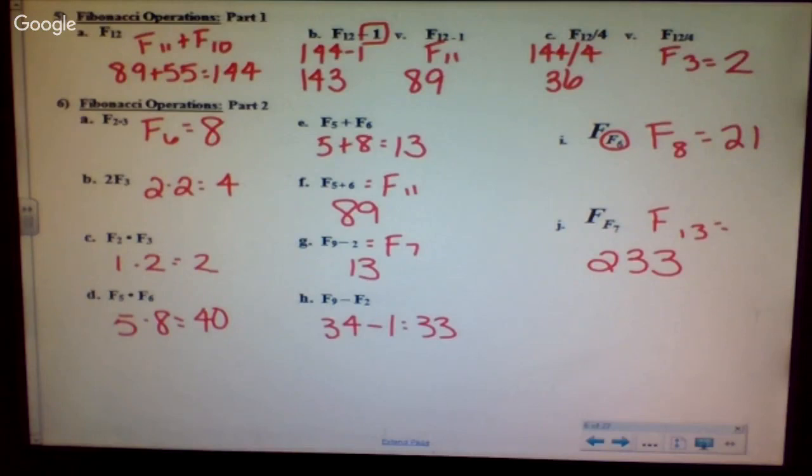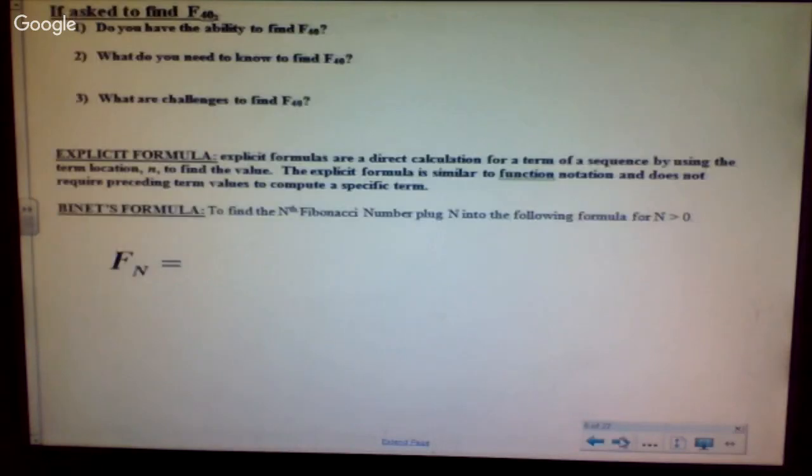You can't memorize this. I'm going to tell you right now, when I do Fibonacci, I literally write out the sequence. It's just easier. But do you have the ability to find F sub 40? Yes, but it will take forever, because you need F sub 38 and F sub 39 first.